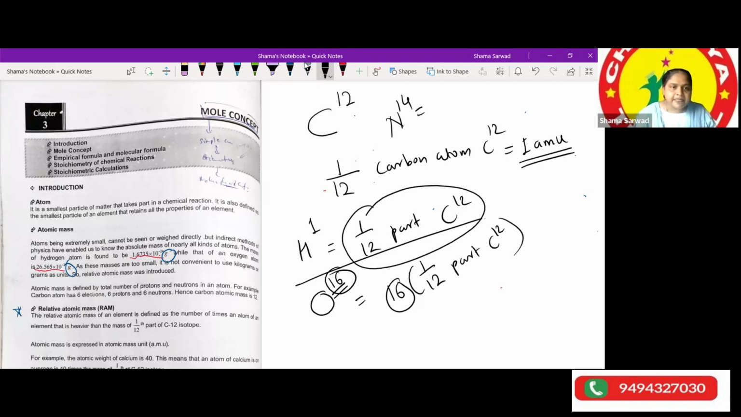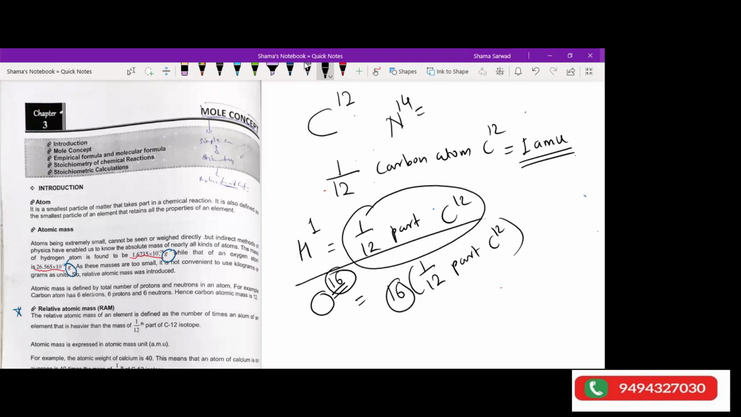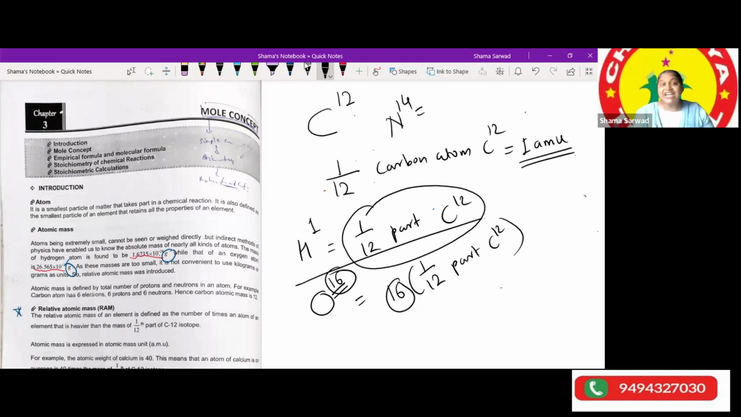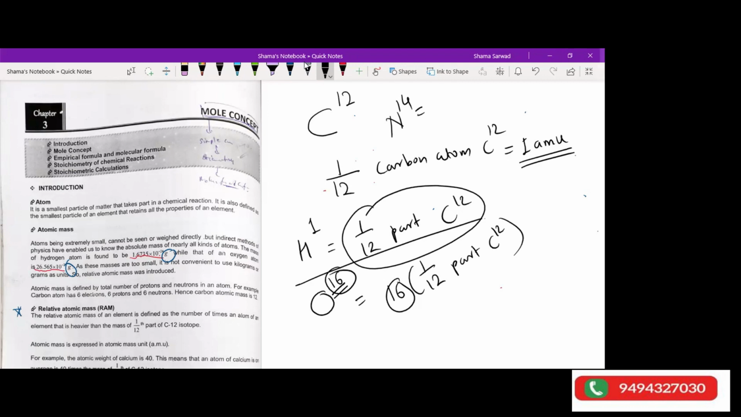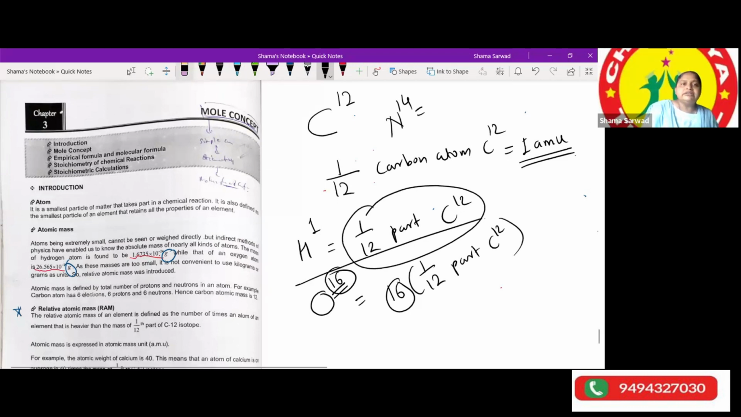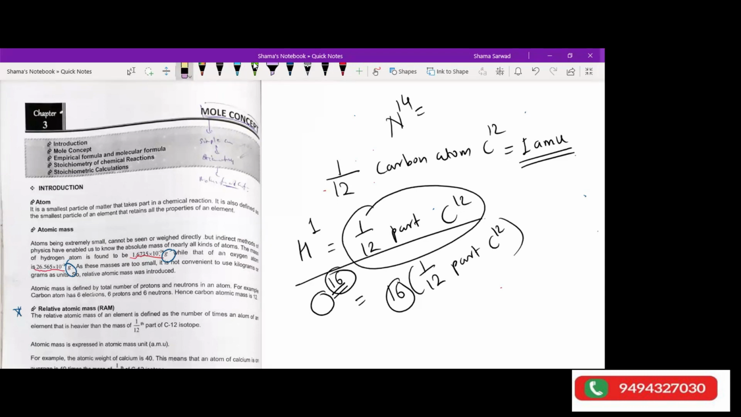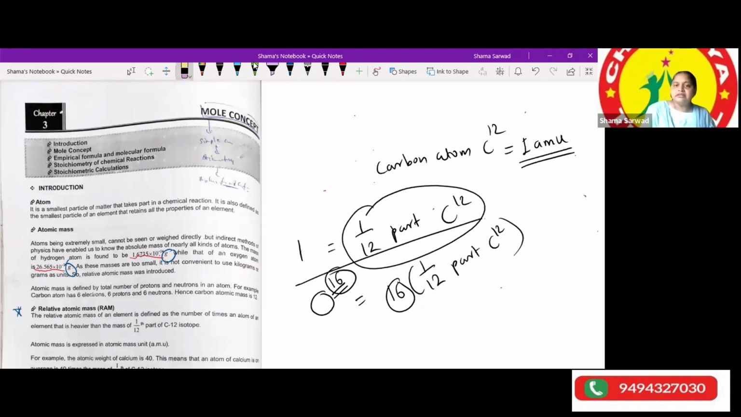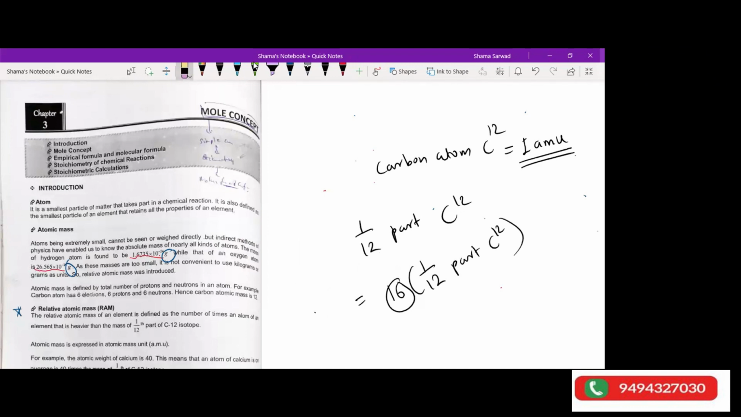Clear? And hence this is nothing but the relative atomic mass. We have related it to the 1 by 12th part of carbon 12, and hence it is the relative atomic mass. Clear? Now we'll move forward to the mole concept. I hope you understand the relative atomic mass.